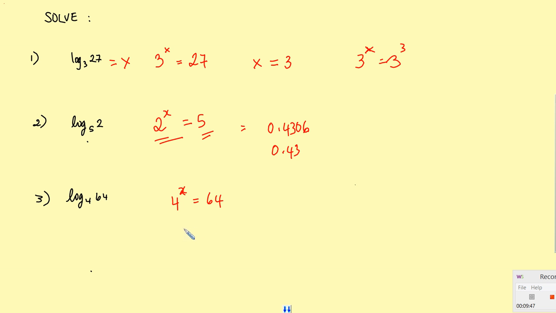But if I leave it as a base 4, then it would go 4 to the power of x is equal to 4 to the power of 3, and x equals 3. So my answer goes to 3.